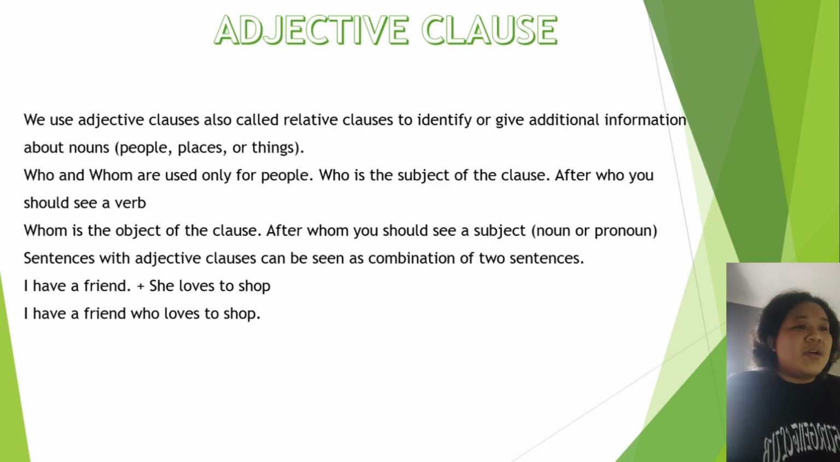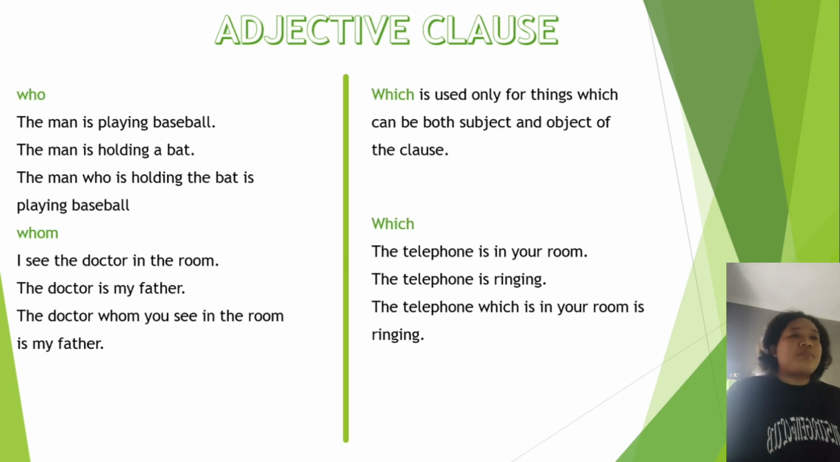A sentence with adjective clause can be seen as a combination of 2 sentences. Example: I have a friend plus she loves to shop. I have a friend who loves to shop. Who: the man is playing baseball. The man is holding a bat. The man who is holding the bat is playing baseball. Whom: I see the doctor in the room. The doctor is my father. The doctor whom you see in the room is my father.